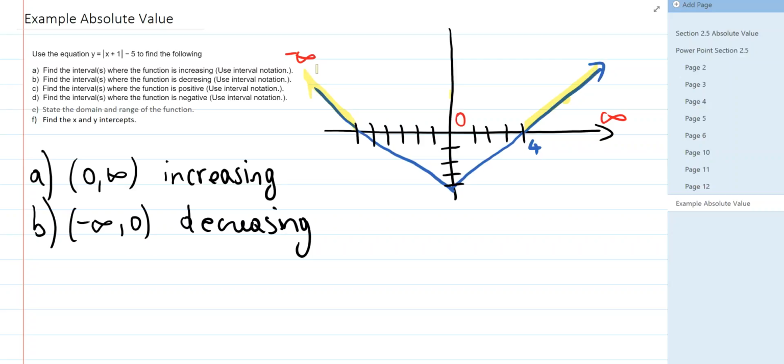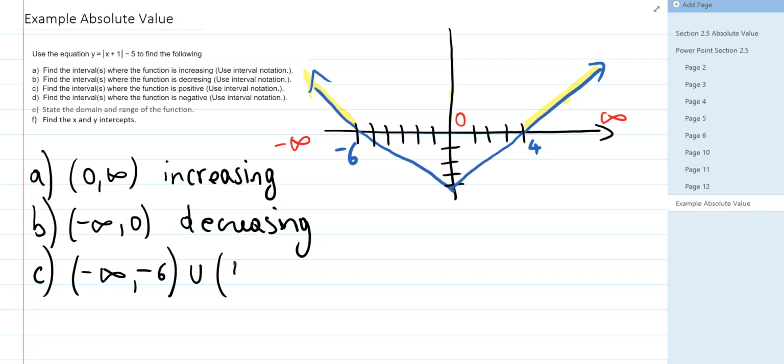Okay, so the function is positive, or above the x-axis, for x going from 4 to infinity, and for x going from negative infinity to negative 6. We're looking at the x values for which the y's are positive. So we would say the function is positive from negative infinity to negative 6, and since there's more than one interval, we put a union with 4 to infinity.